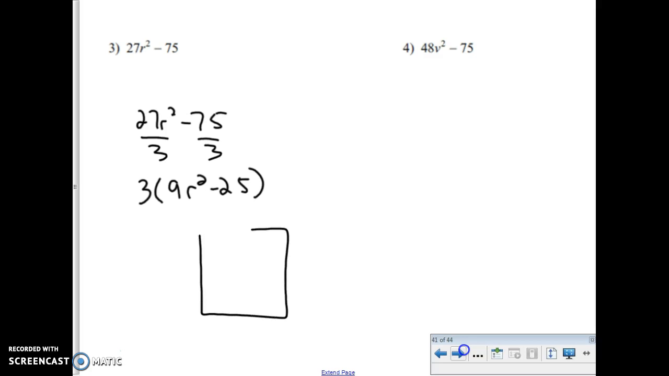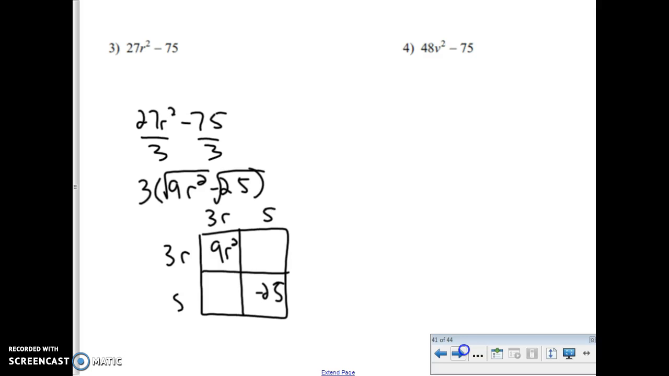And if I make my box, I have 9r squared and I have a minus 25 now. If I just think about, hey, what's the square root of 9r squared? Well, that would be 3r. So I have 3r, 3r. What's the square root of 25? 5. So I can have a 5 there, 5 there. I get 15r and 15r. If I make one of them minus and add those two together, I get the 0 that I'm looking for. So your factoring pattern would turn out to be 3, because that's the largest thing I took out first, (3r plus 5)(3r minus 5).